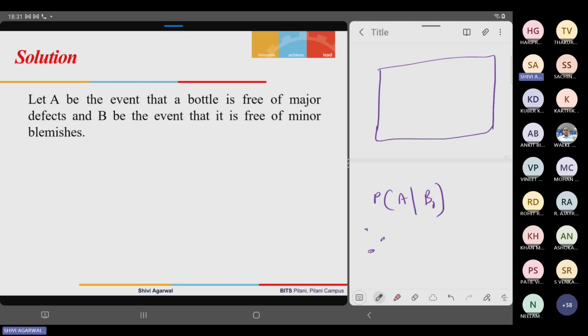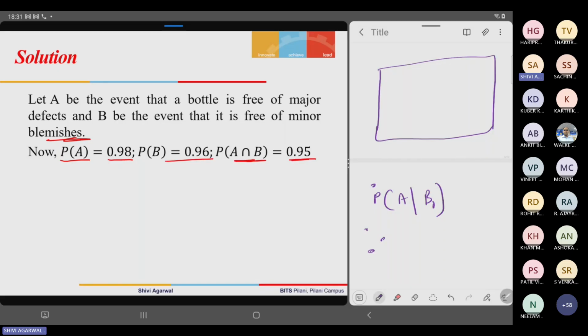Let A be the event that the bottle is free of major defects, and B the event of being free of minor blemishes. So these are the two events we are talking about. Now probability of A is given as 0.98, probability of B is 0.96, and probability of A intersection B is given as 0.95.